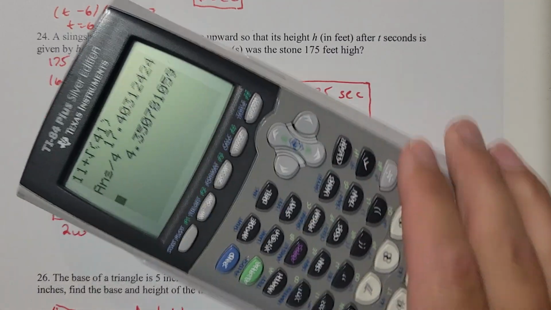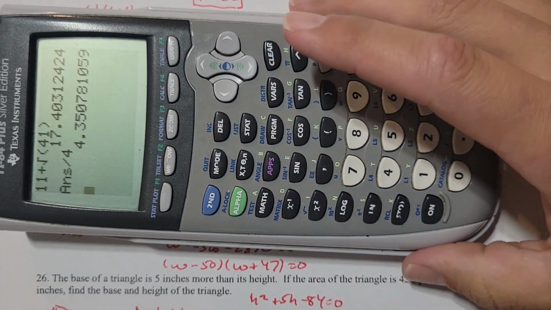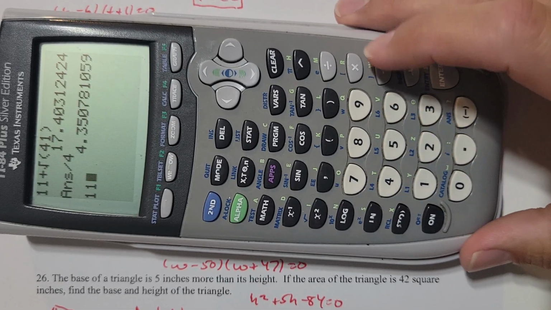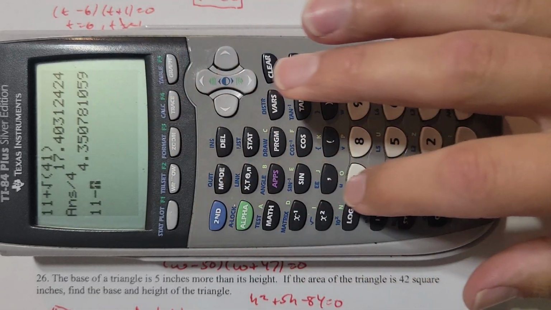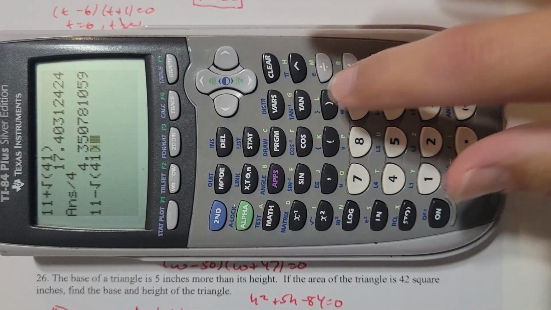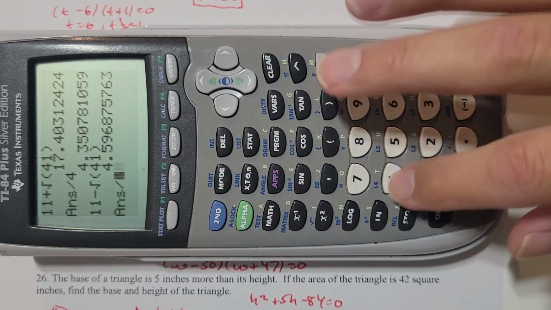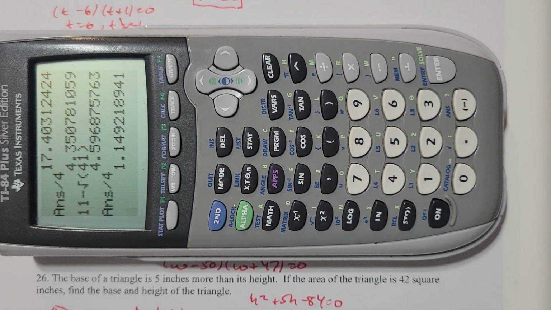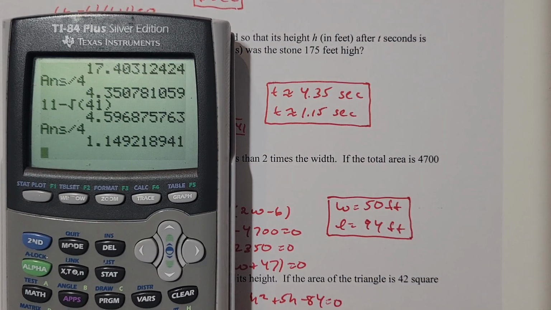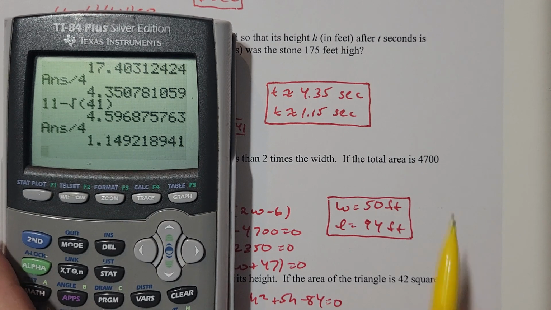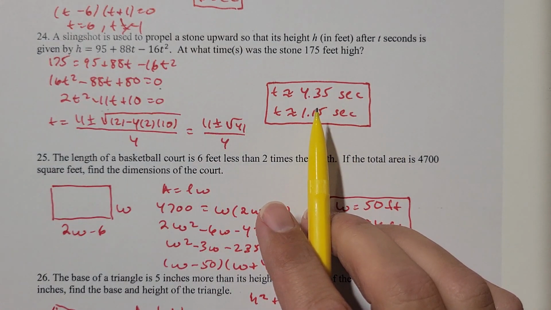Okay, and then take 11 minus root 41 divided by 4, and you get 1.15 if you go to the nearest 2 digits on that. Okay, t is the time, and the time is in seconds.